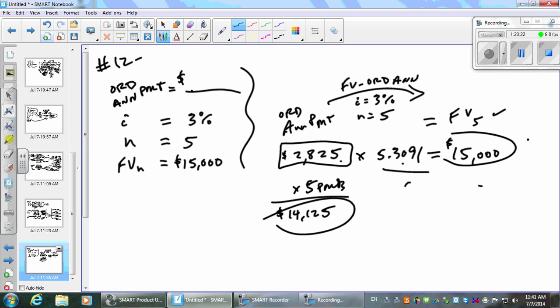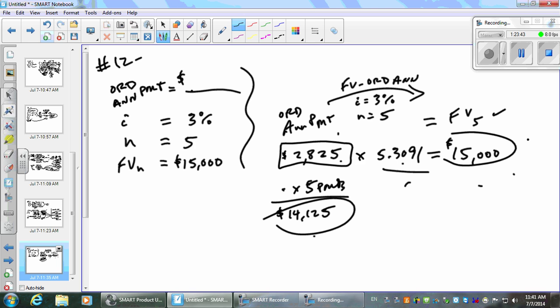14,125. What did that stand for again? That's how much total I'm actually going to invest. If I invest $2,825 each time, and I do it 5 times, it's going to be 5 times $2,825. I'm going to invest $14,125. And then it's going to grow to 15,000. The interest is the difference. That makes sense? Just common sense, right?